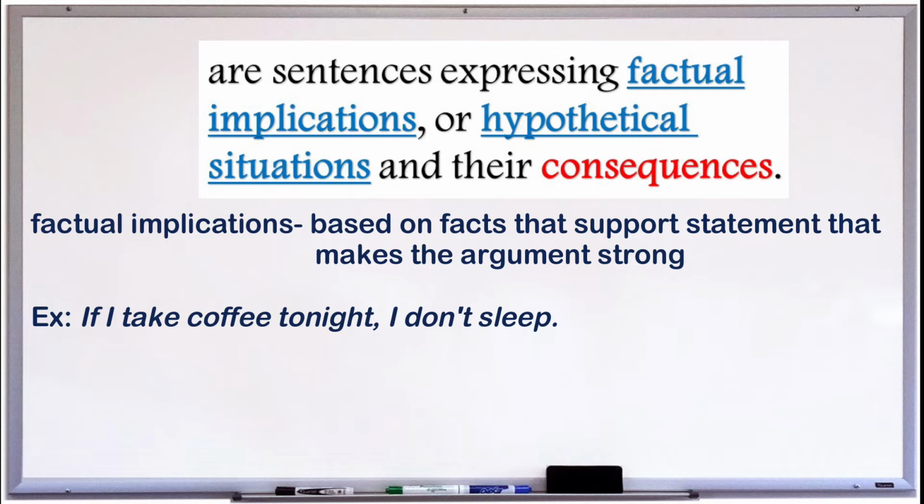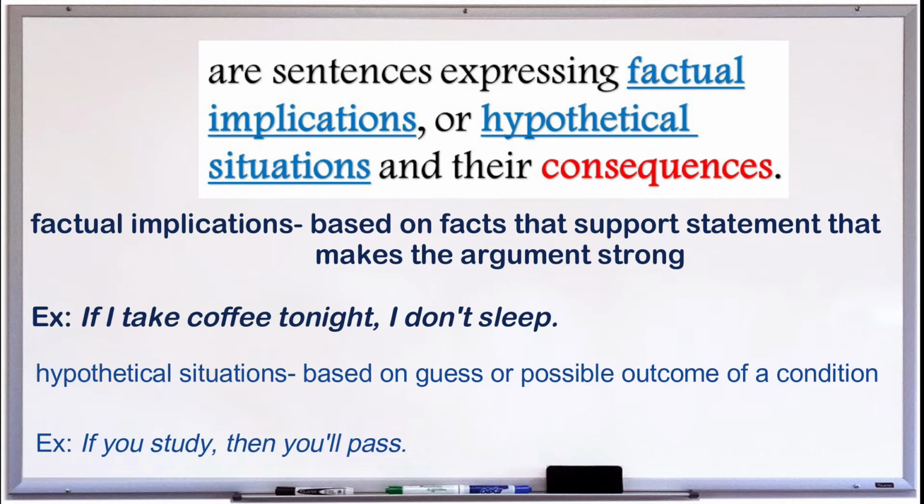And when we say hypothetical situation or consequences, these are based on your guesses or possible outcomes of a condition. For example, if you study, then you'll pass, with the condition that if you study, it can be presumed that you can probably pass. The usual consequence of a studious student is to pass his or her exam or study.